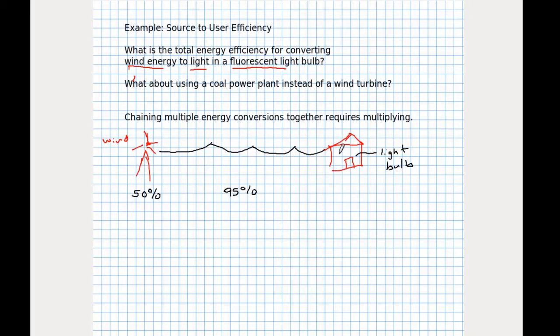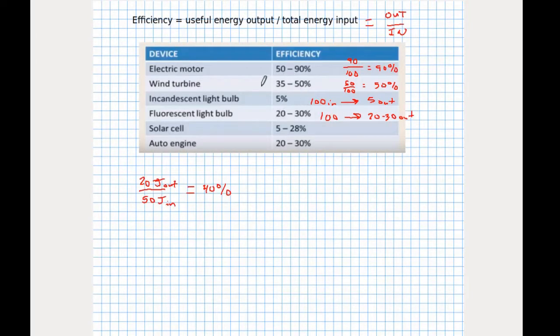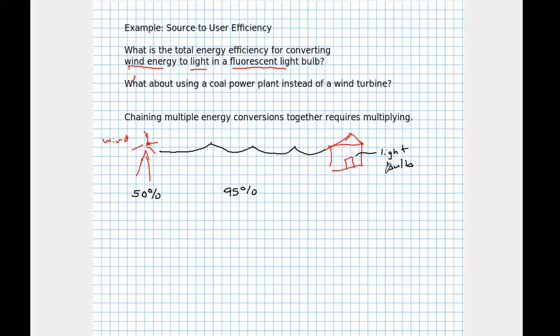And then in your house, that electrical energy gets turned into the useful thing you actually wanted, which is light in the light bulb. And again, looking back at that table, the fluorescent light bulb has an efficiency of 20 to 30%. So we'll take the high number, and we've got a 30% efficiency of that last conversion into the thing we want. So there's 50% efficiency, and then a 95% efficiency, and then a 30% efficiency.